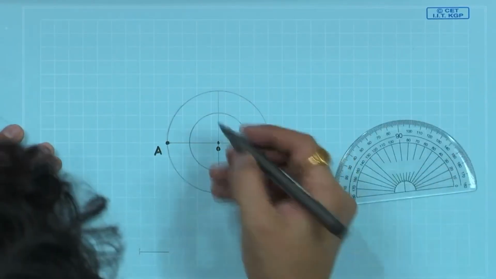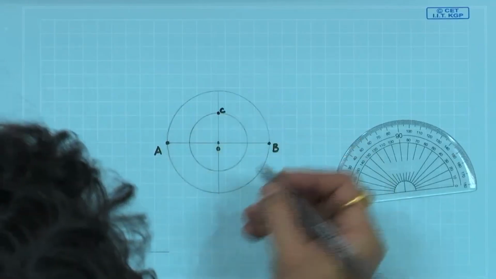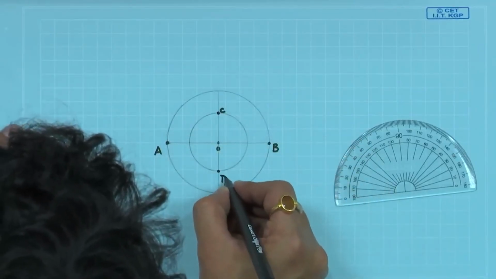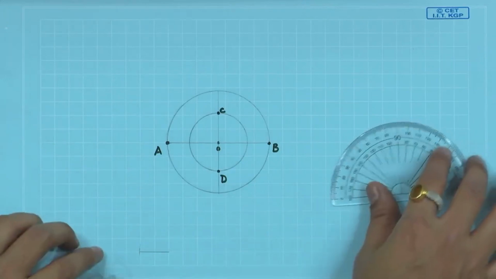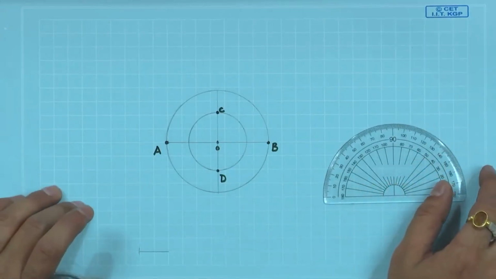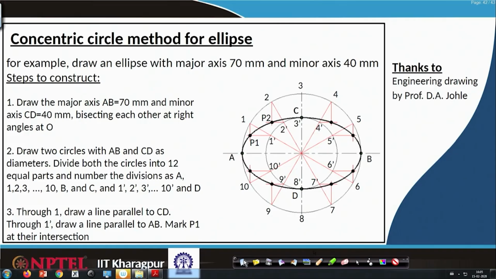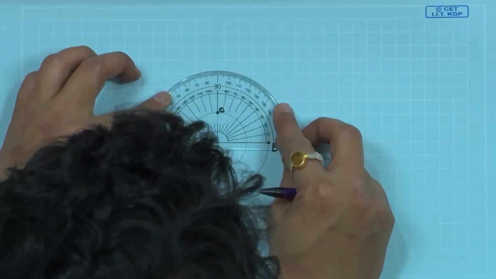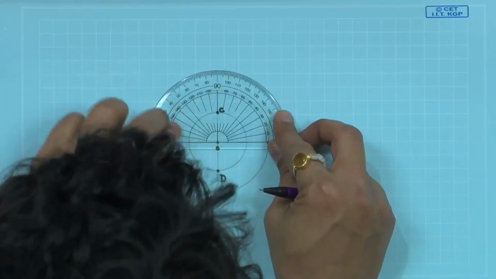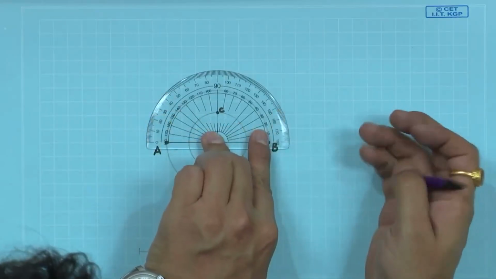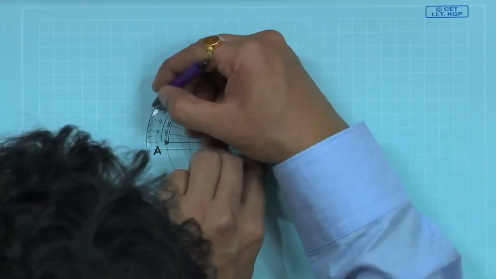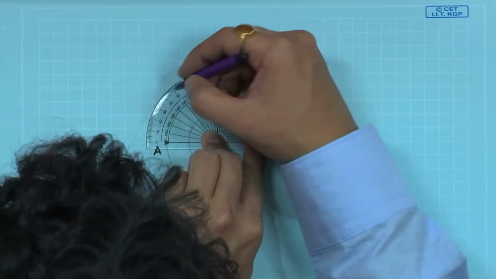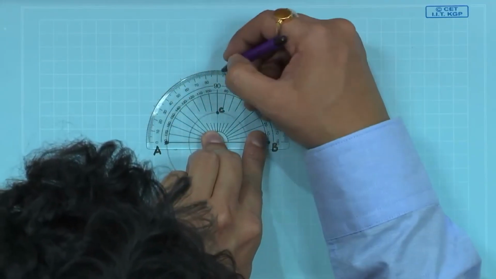Let us name this point C and D. Once it is done, we have to divide this into 12 equal parts. Let us count like first part, second, third parts on this figure. So, third part means let us use our protractor: 30°, again 60° and 90°.